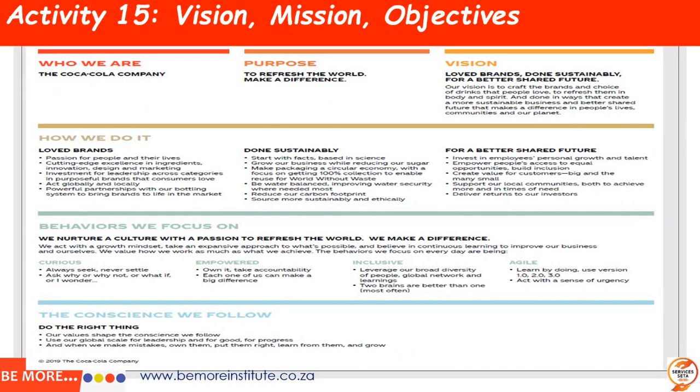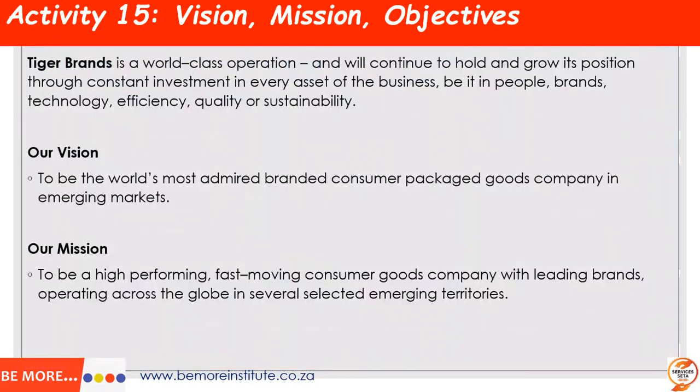And then I think we also had All Gold. This is what I could find from Tiger Brands. The vision is to be the world's most admired branded consumer packaged goods company in emerging markets, and to be a high-performing, fast-moving consumer goods company with leading brands operating across the globe in several selected emerging territories. So you can see the target market is emerging markets. When you get to the US, you don't look for tomato sauce, All Gold. You'll find the ketchup.